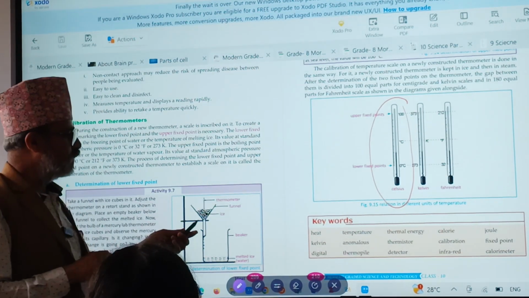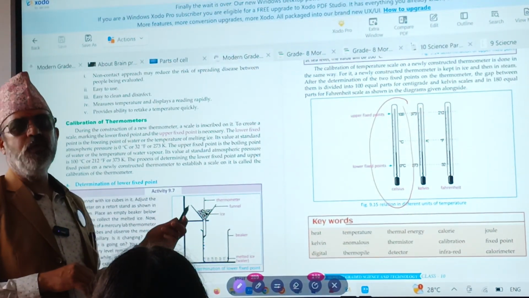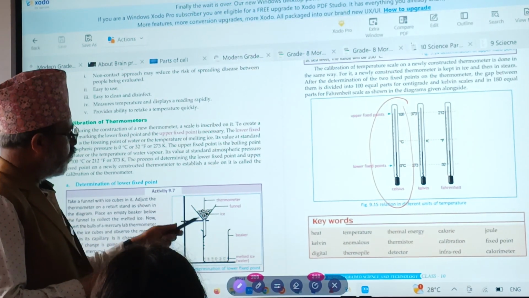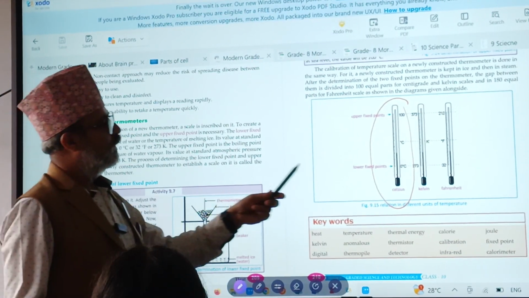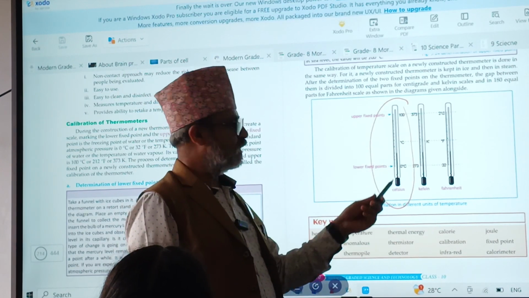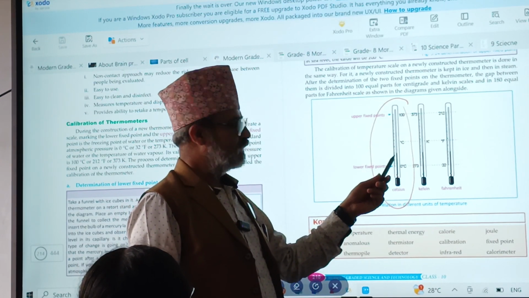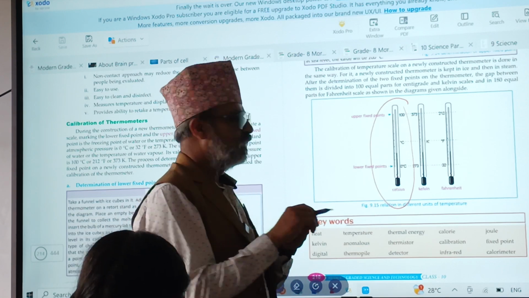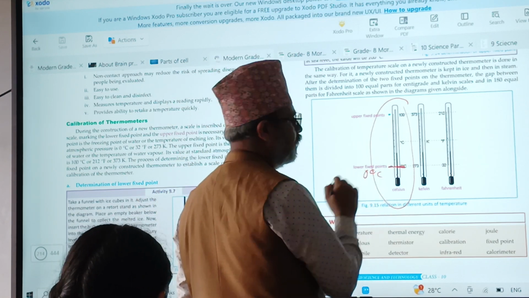At first, what are you going to find out? Lower fixed point, meaning the melting point of water. For that, the thermometer is kept where? In ice. Then does the mercury level keep going up, or does it just reach a certain height? Certain height only, isn't it? Because this is a very low temperature. Then we can mark it as 0 degree centigrade.